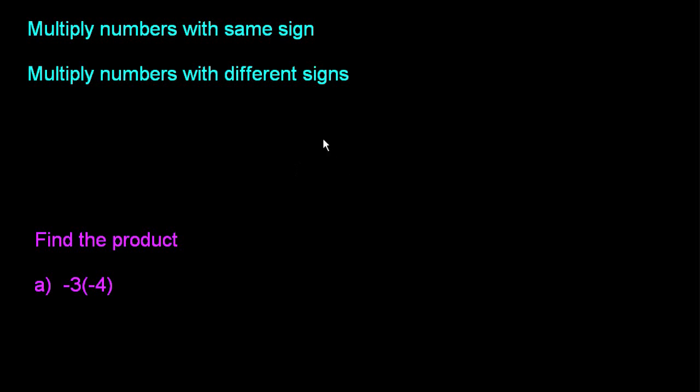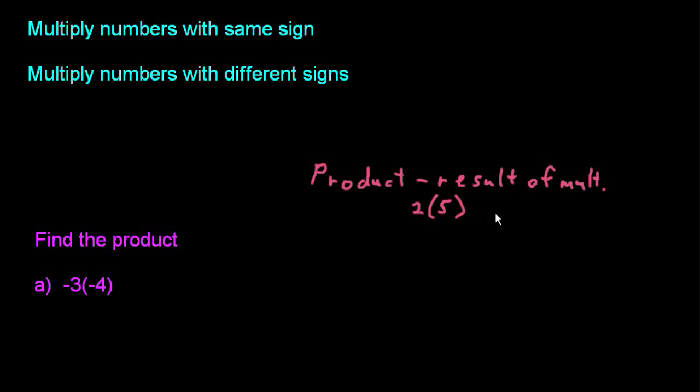What's a product? The product is nothing more than the result of multiplication. And so what's an example of a product? Well, we can write down 2 times 5, and what's the product or the result or the answer? 2 times 5 is 10, and so the product is 10.